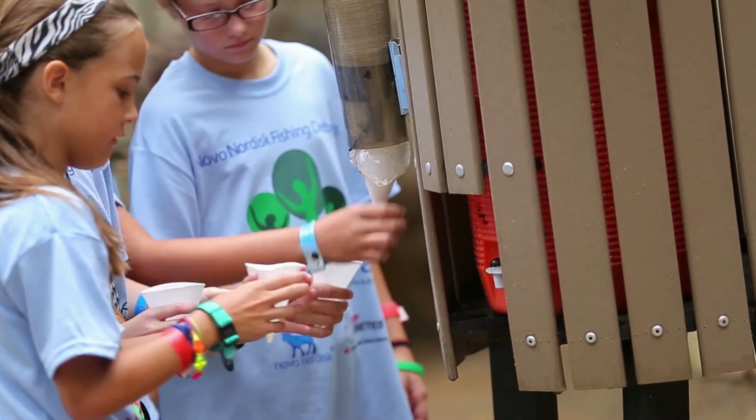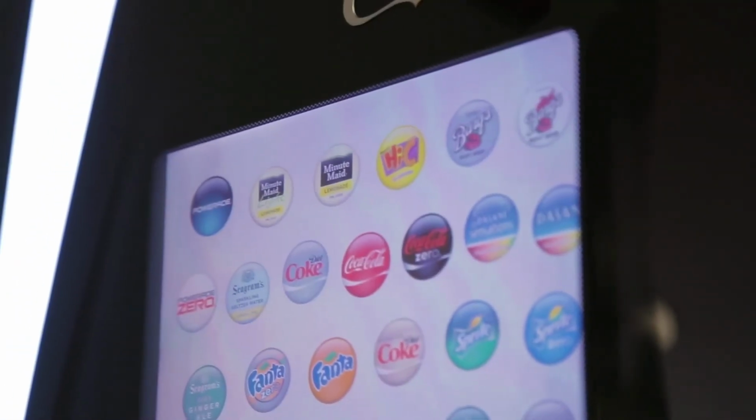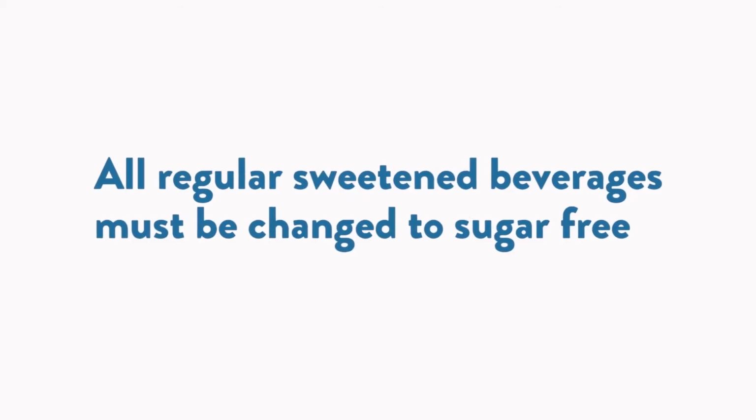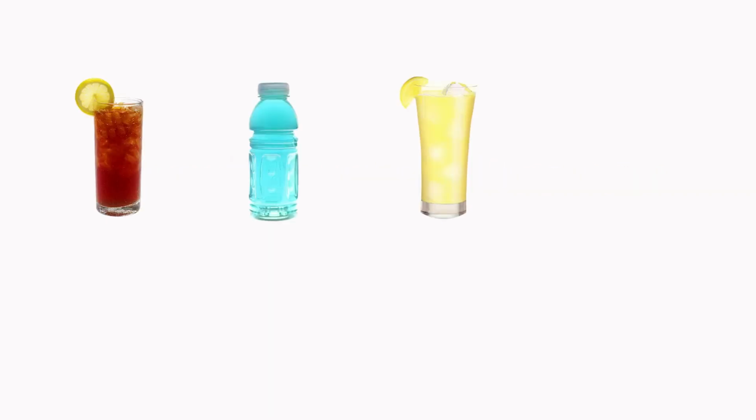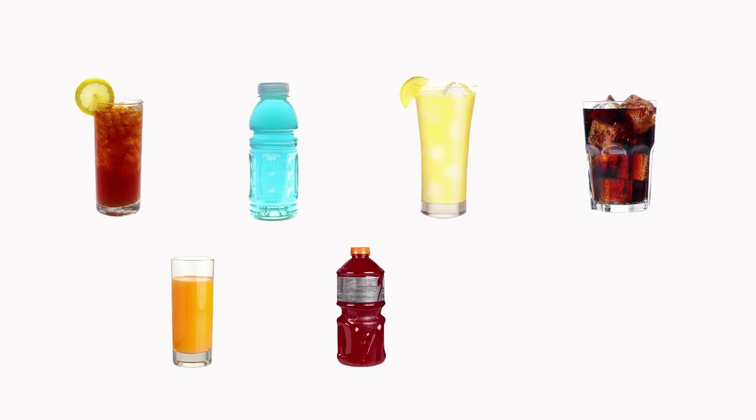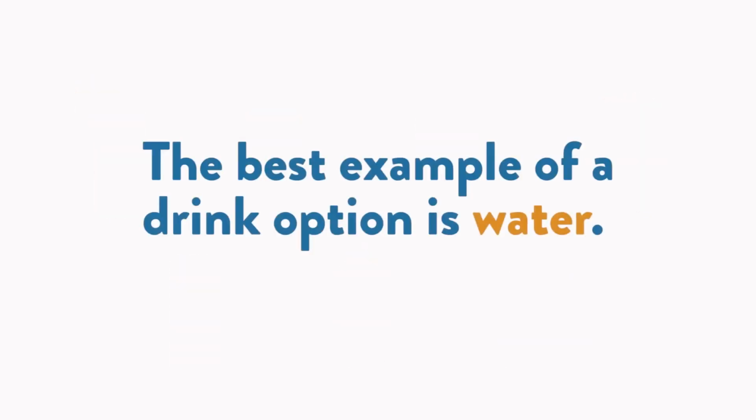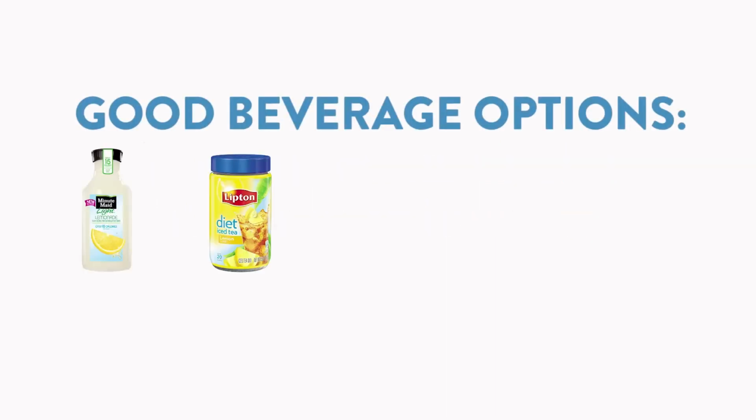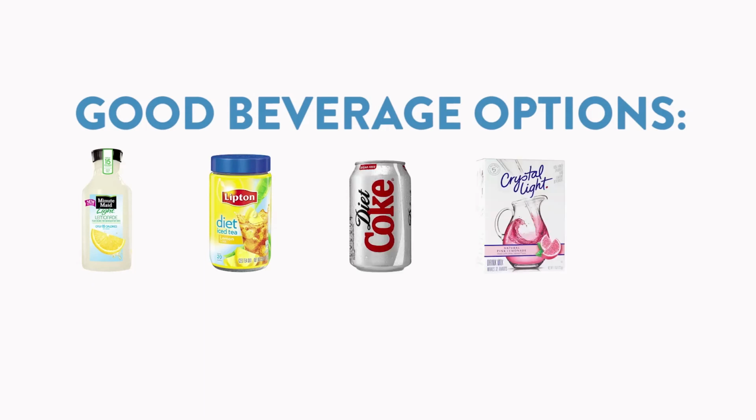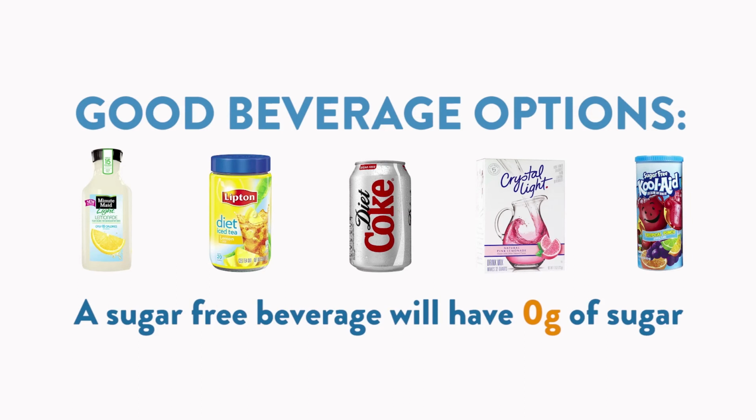Now that we have discussed what foods you can eat, let's talk about drinks. Aside from treating a low blood sugar, all regular sweetened beverages must be changed to sugar-free. This includes sweet tea, sports drinks, lemonade, soda, juice, fruit punch, and Kool-Aid. However, these beverages in their sugar-free form are all okay. The best example of a drink option is water. Other examples of good beverage options are diet lemonade or tea sweetened with a sugar substitute, diet soda, Crystal Light, and sugar-free Kool-Aid. If you're unsure of whether a beverage is sugar-free, check the label. A sugar-free beverage will have 0 grams of sugar listed on the food label.